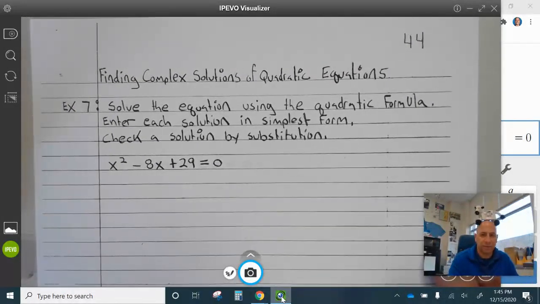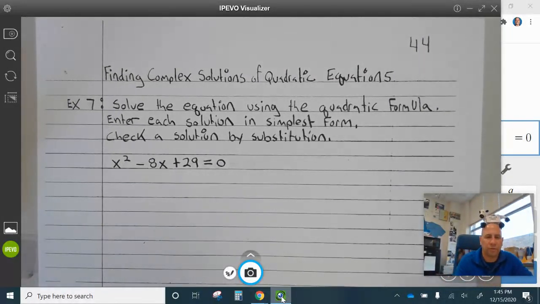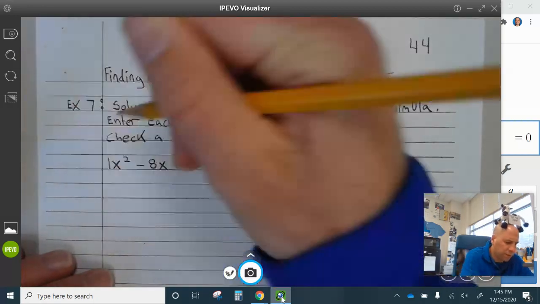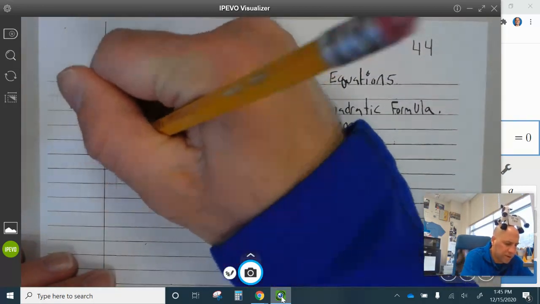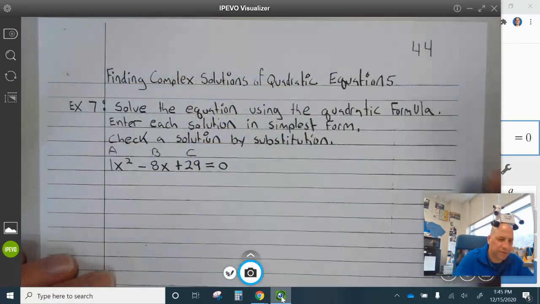All right, example 7. Solve the equation using the quadratic formula. Enter each solution in simplest form. Check a solution by substitution. Okay, so let's put a 1 here. This is A, this is B, this is C.